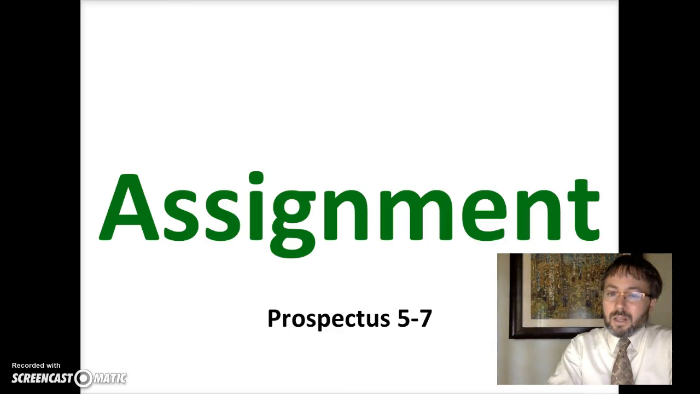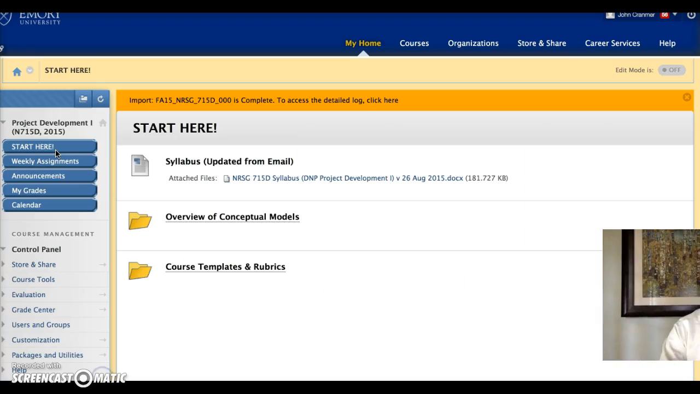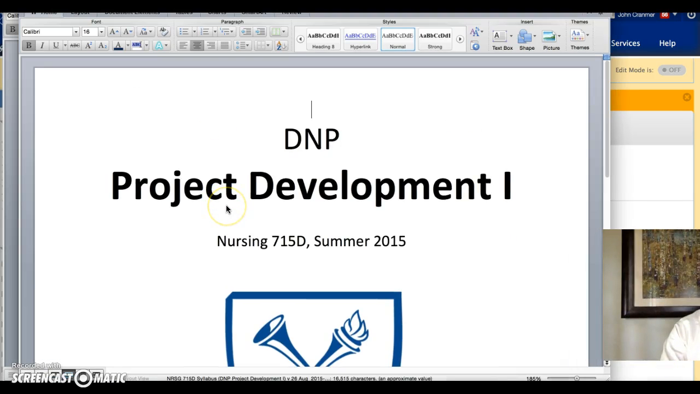So let's take a look at the assignment for week 2. The assignment is to complete prospectus items number 5 through 7. So let's go ahead and open Blackboard together and look at that. So here we are on Blackboard under the Start Here tab. You can find all the information we'll be discussing in the syllabus.